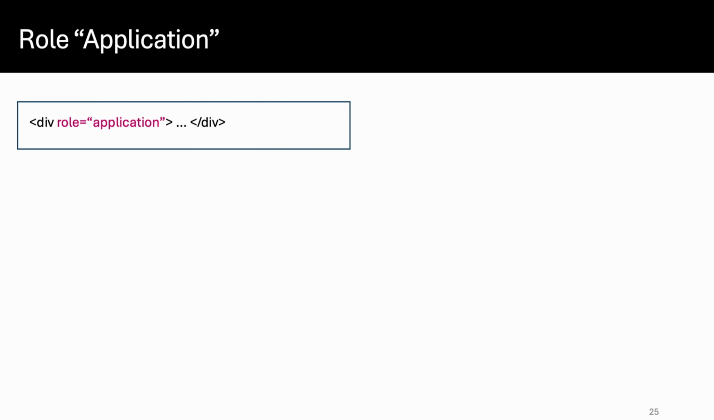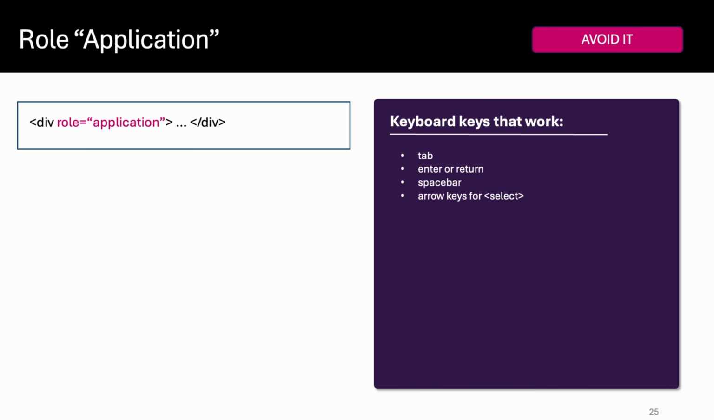Role application tells assistive technology that this area behaves more like a desktop application than a normal web page. That can change how screen readers handle keyboard commands. This is why it should almost never be used in normal web content. When developers add role application around a page, they can accidentally take away expected screen reader navigation shortcuts and force users into a more complex interaction model.